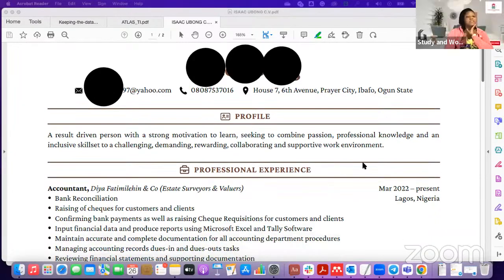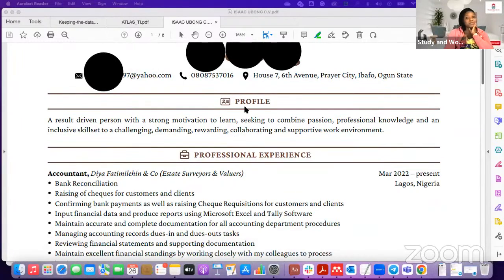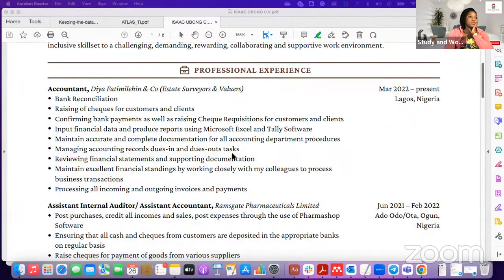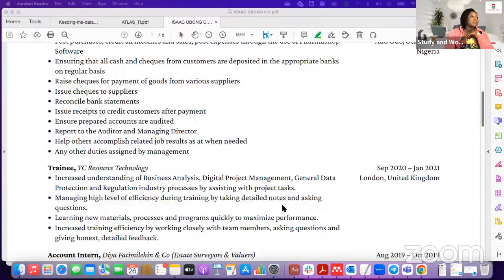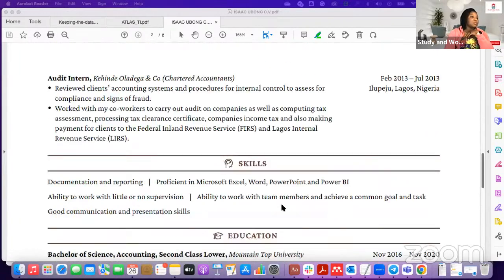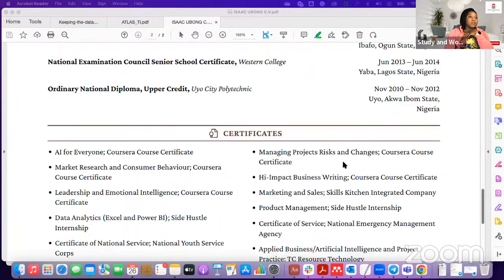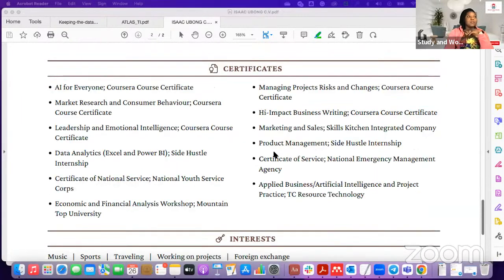So there are different sections on a CV, which most of us know already. First, you have some kind of contact information. Then you give a brief description about yourself, very short, 2 lines. Then there's a professional experience, that's your work experience. And then after that, we talk about your education. Then maybe if you have some certificates.